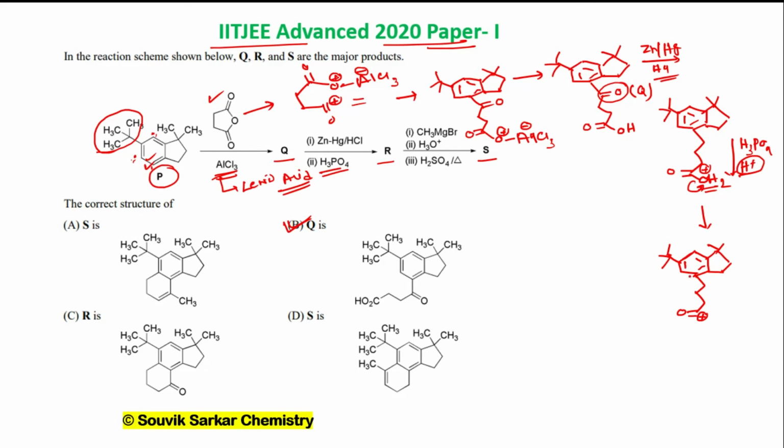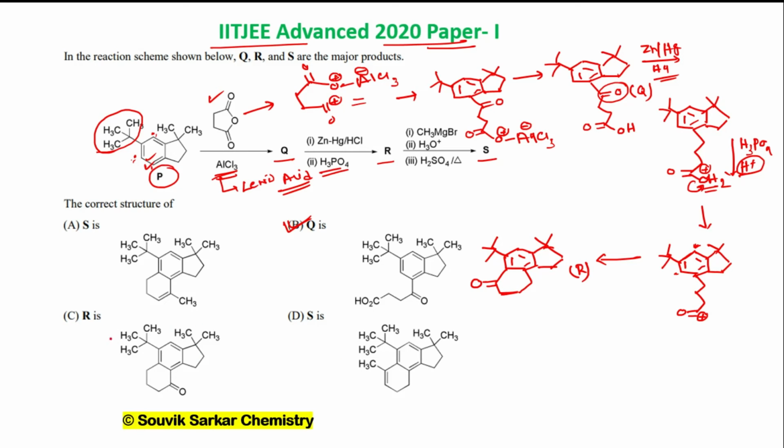Now this acyl cation can attack in this position or in this position, but if it attacks in this position, it will form an 8-membered ring, and if it attacks in this position, it will form a 6-membered ring. And we know that a 6-membered ring is energetically more favorable, so it will attack here compared to forming the 8-membered ring. So it will form the corresponding compound. So this is our ketone and there is a ketone in this position. So this is our compound R.